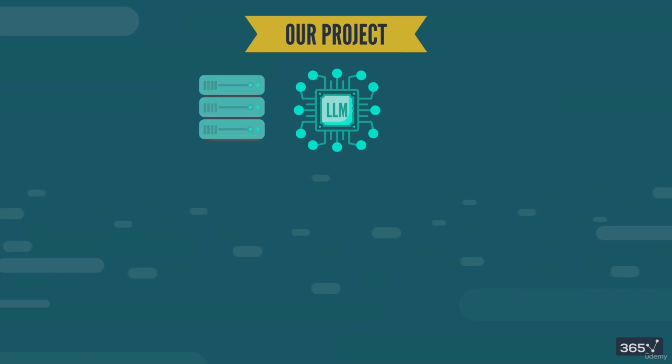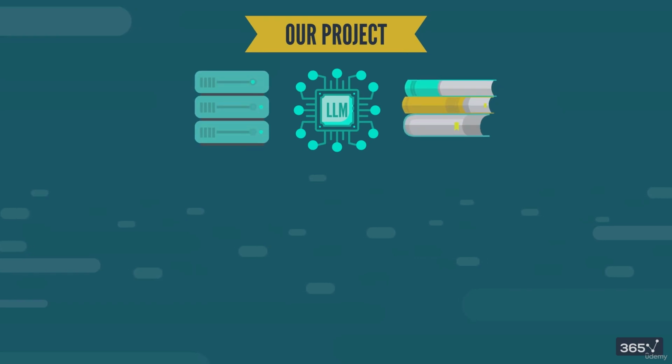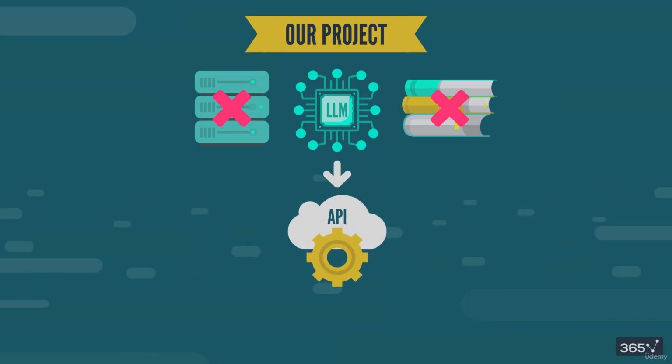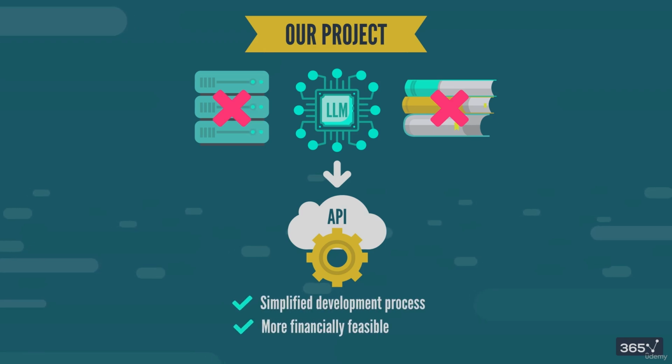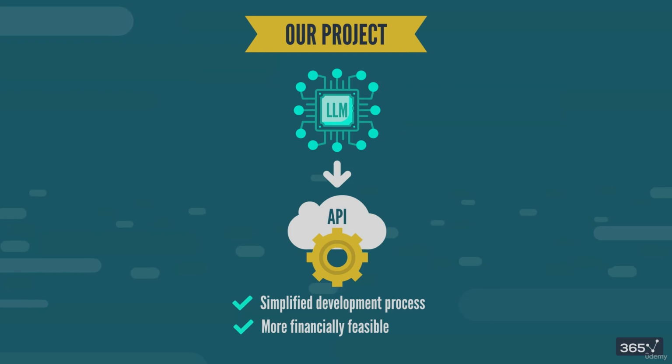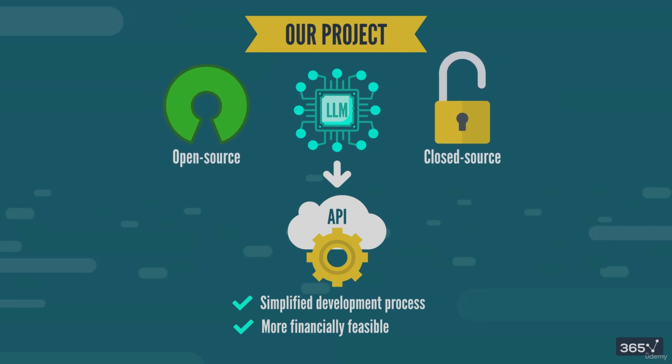We'd first like to access a model without the need for professional equipment or advanced neural network expertise, which naturally leads us to the decision to use an API instead of hosting the model locally. This simplifies the development process and makes it a more financially feasible option for our project. When choosing the most suitable model from the available API accessible options, we must also consider whether to use an open source or closed source model.